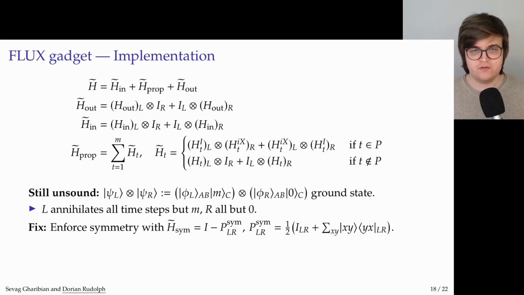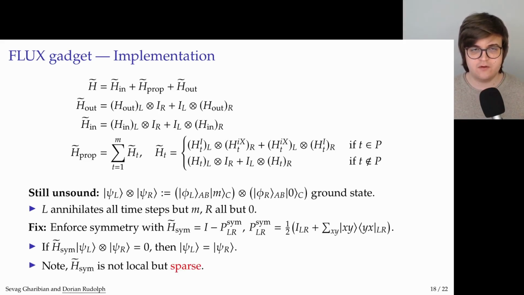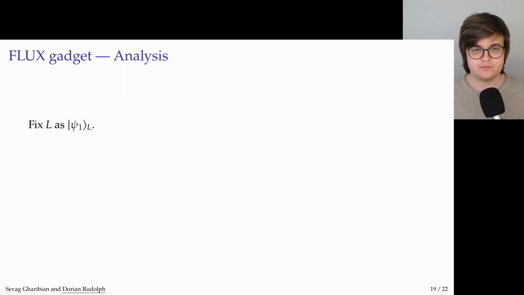The fix is to enforce symmetry by using the projector onto the symmetric subspace. Then, if Hsim times psi L tensor psi R is 0, psi L and psi R must be equal. Further note that Hsim is not local but only sparse. Now let's analyze parts of the FLUX gadget. Unfortunately, we don't have time to go in depth here.